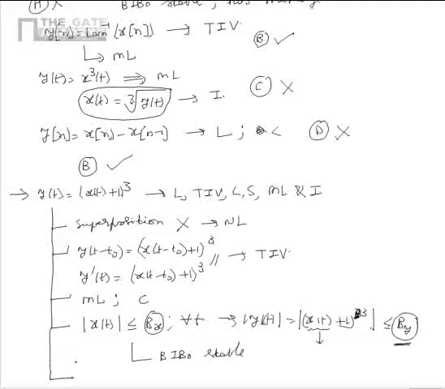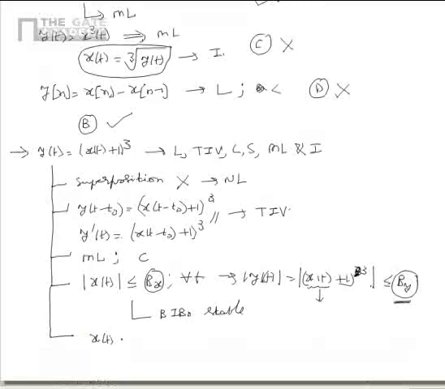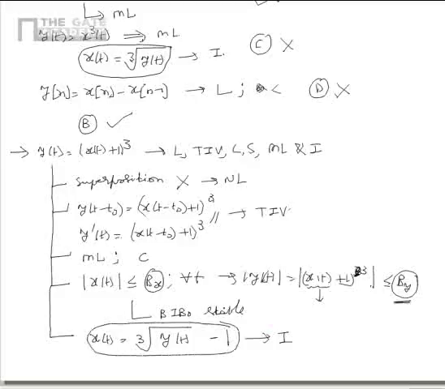Now finally, suppose for any given input x of t the output of the system is y of t. We see that the input x of t can be recovered from the output using the relation x of t is equal to cube root of y of t minus 1. So from this we see that the system is invertible, and x of t is equal to cube root of y of t minus 1 is the inverse system of the given system. From this we see that the given system is nonlinear, time invariant, memoryless, causal, BIBO stable, and invertible.